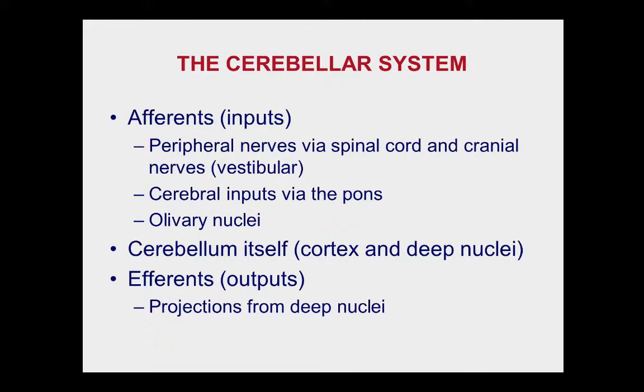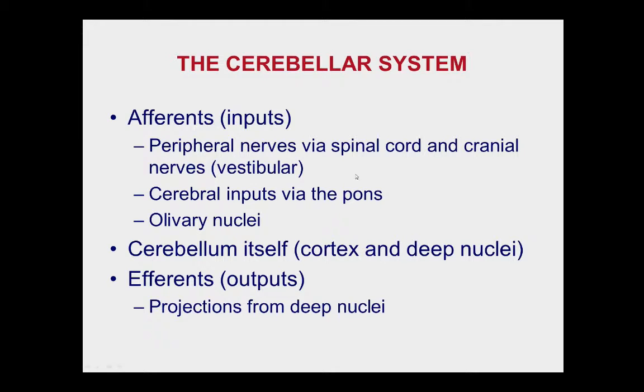So the cerebellar system in general, there's inputs to it, there's the cerebellum itself, and then there's the outputs of the cerebellum. The inputs come from the spinal cord and cranial nerves. So this tells you where your body is in space. Particularly the vestibular nerve is involved with balance.